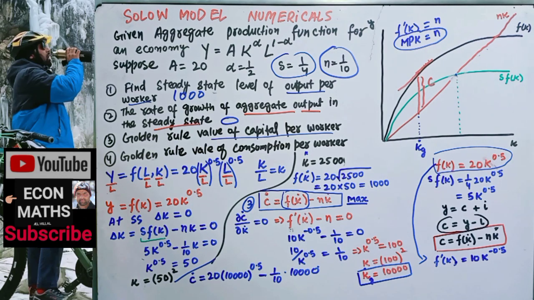Solving this, we have 10,000 raised to the power 0.5, the square root of 10,000 is 100, so this becomes 20 into 100, minus 1/10 times 10,000 which is 1000. Which implies the golden rule value of consumption per worker will be equal to 20 into 100 is 2000 minus 1000, which comes out to be 1000. Okay, so I hope I make myself clear. Thank you.